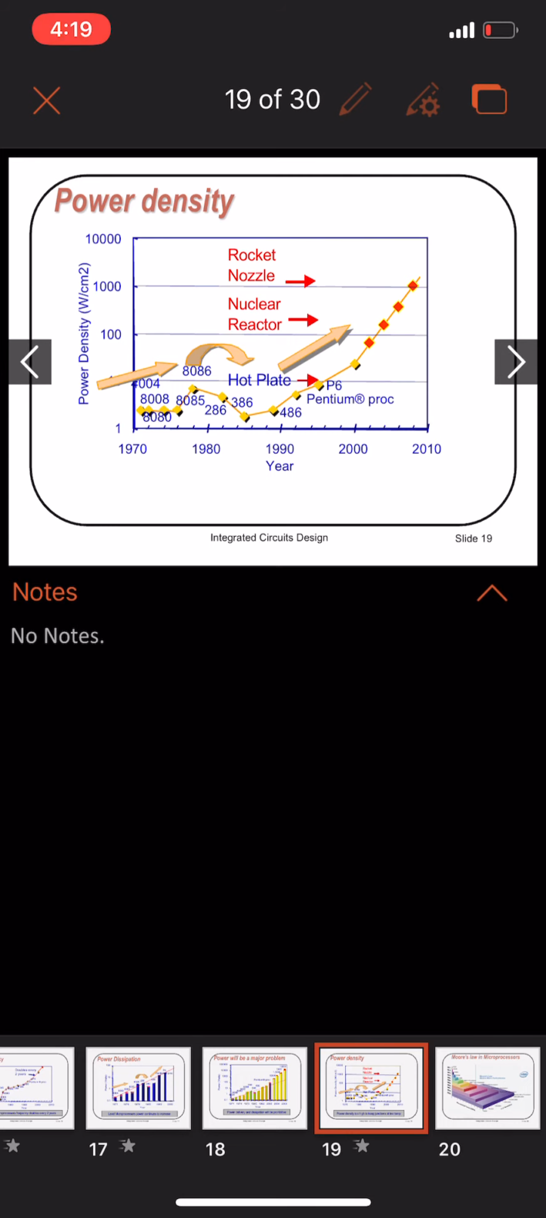Power dissipation decreases the reliability and causes many problems like electromigration. Here you can see the trend between the power dissipation and the number of years. Power dissipation is increasing because the number of transistors is increasing. Now you have integrated circuits with billions of transistors inside a small silicon area.